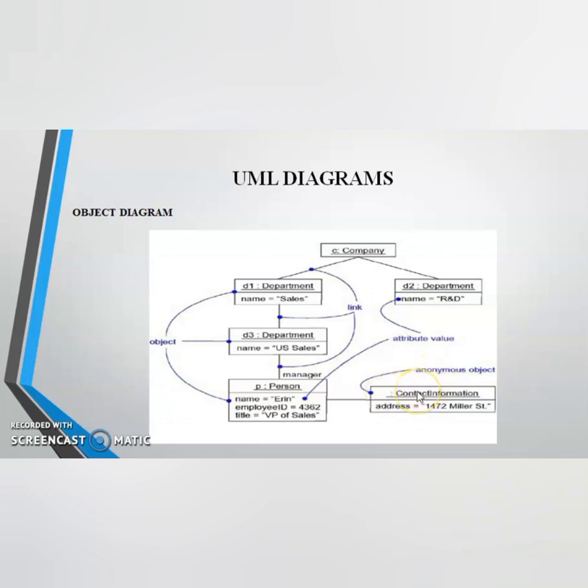Anonymous object means a class or object which is not associated with any object or class. It means we can't refer to them beyond the point where they are created. So these are all the links and these are the objects. Objects means C, D1, D2, D3 and P, these are all the objects. And these are the attributes. This is the class name and these are the attribute values, and this is the anonymous object.